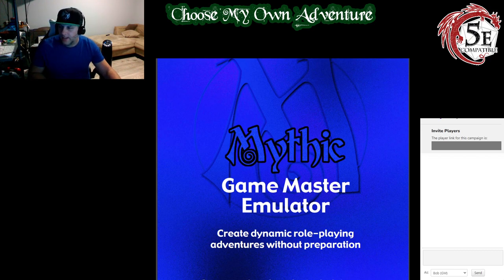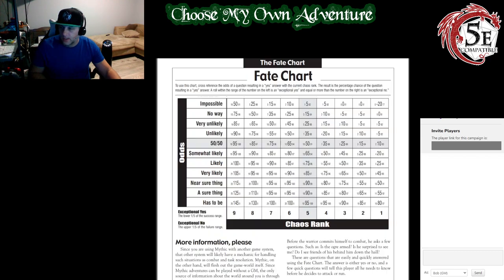Let's go ahead and explain how this tool works. There's a fate chart. You get to ask it questions. When you're stuck, you can ask questions to the fate chart. Depending on the chaos rank, you have a chance percentage dice. So out of 100, what is the likelihood something is to happen? And you also get to frame it. So there's always a good frame.